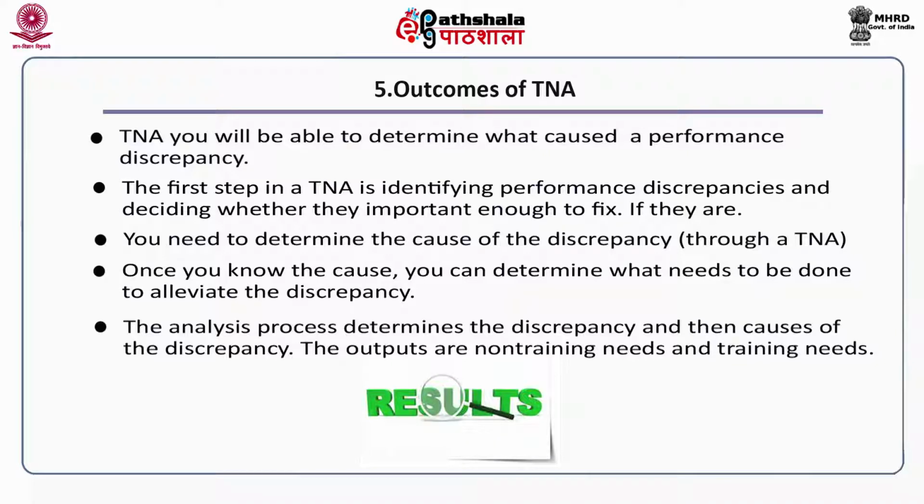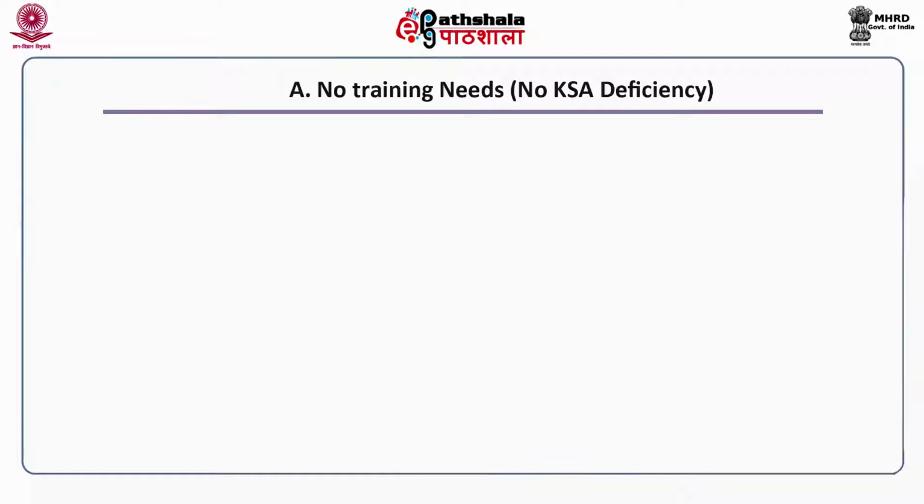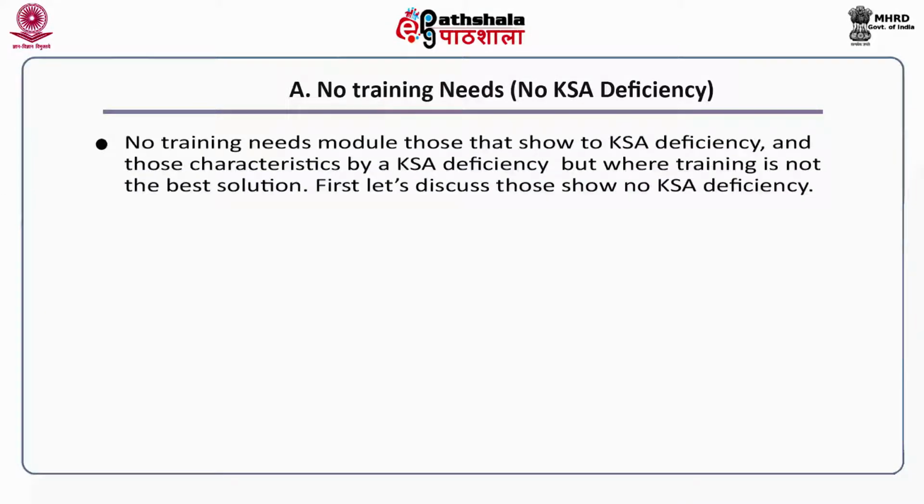The outputs are non-training needs and training needs. No training needs, that is, no KSA deficiency. Non-training needs are those that show no KSA deficiency, and those characterized by a KSA deficiency but where training is not the best solution. First, let's discuss those who show no KSA deficiency.